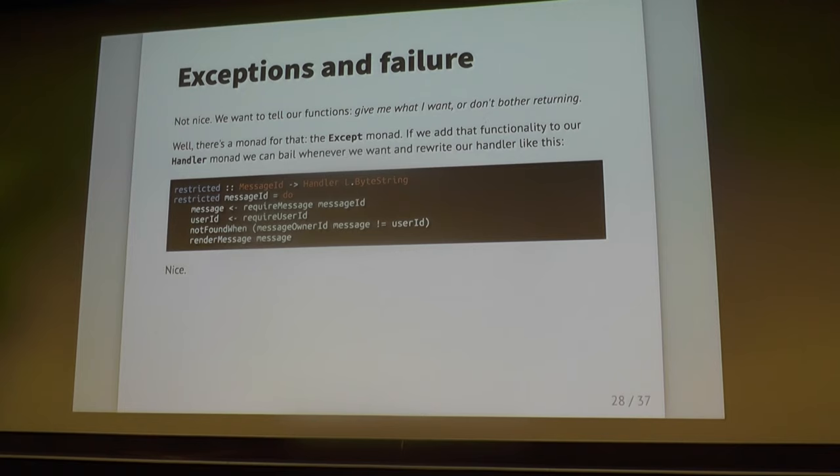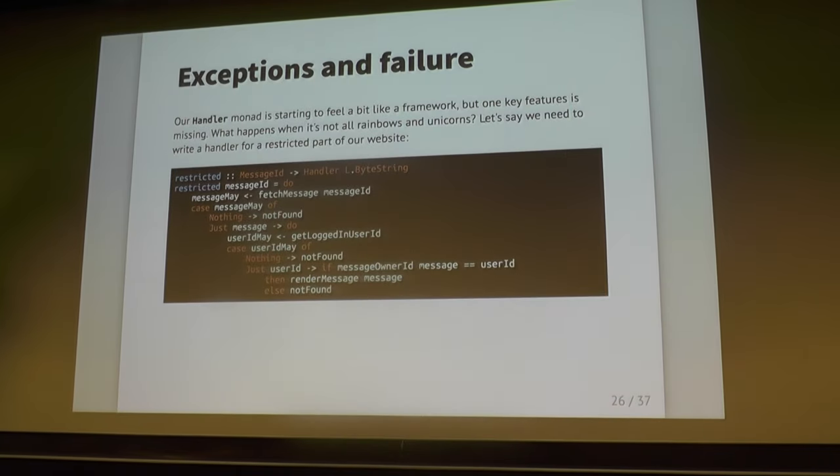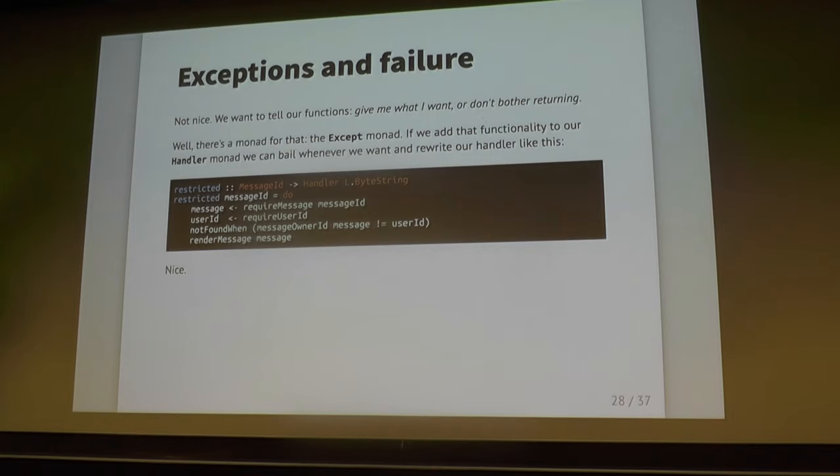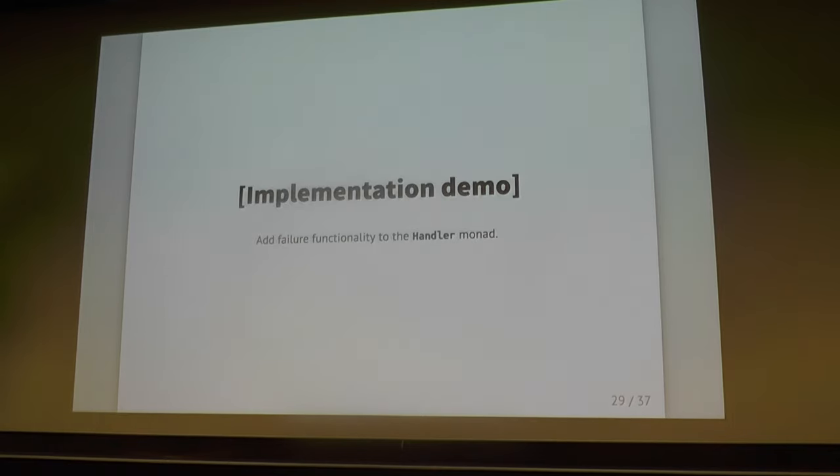So then we can do this, which is significantly nicer. We can say, require message, require user, and we know we have a user, and we can write this other sort of handler helper function, if you want, that just takes a boolean, and when this boolean is true, then just bail out and say not found. So this is kind of our authorization guard, if you want. And if that all passes through, then we're just going to render the message. So that is significantly nicer than this, I think. All right? Okay. So let's implement that.